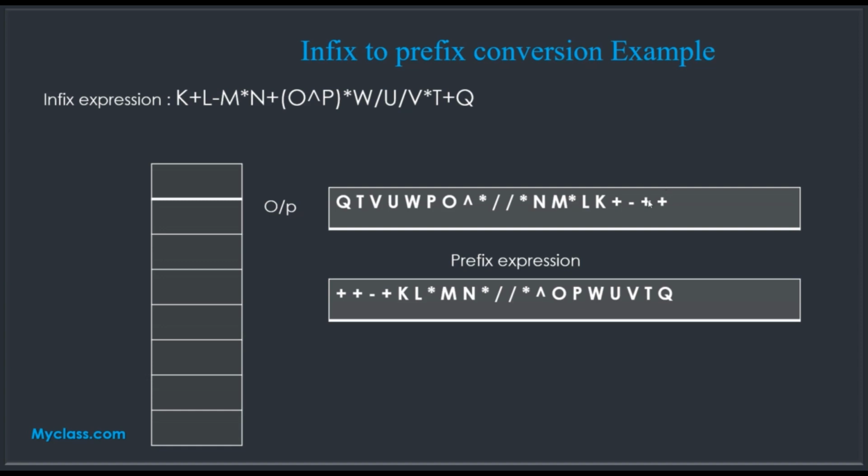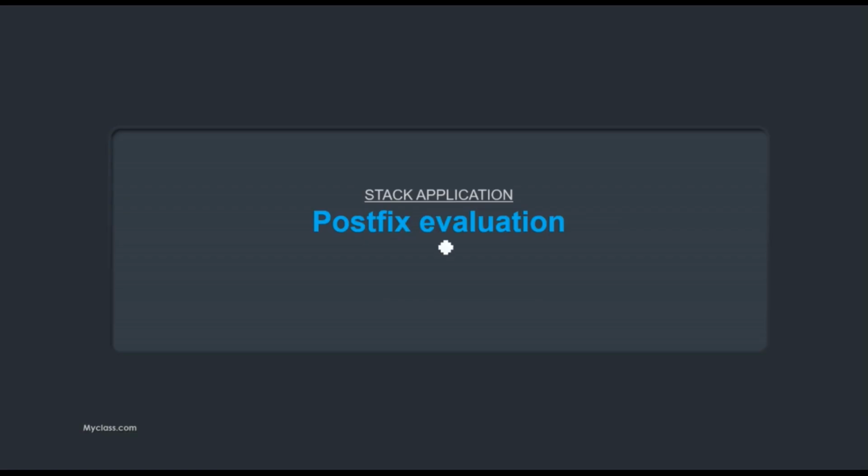So this is the output that we got after scanning and doing all the things. After that we want to reverse it like this. So this is our output: plus plus minus plus KL star MN star division division star exponential OP W U V T Q. Okay, now we are going to discuss postfix evaluation.